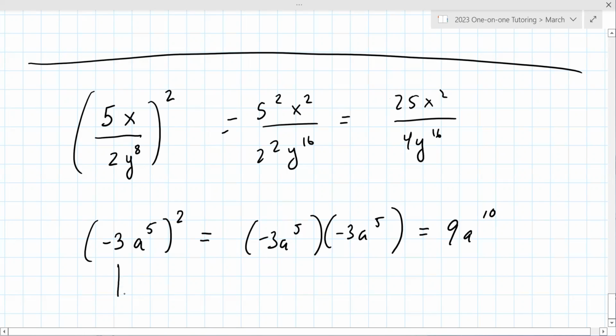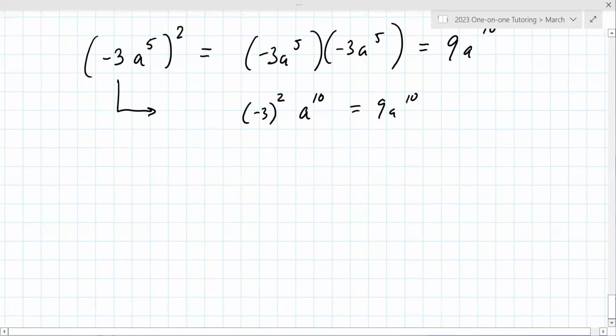So the way to look at it when there's a negative is to treat it like it's -3 in parentheses squared. And then just like you've been doing, a to the 10th, like 5 times 2. So if it's negative, treat it like it's squared. That becomes 9a to the 10th there. Is that okay? Okay, let's try a couple more.